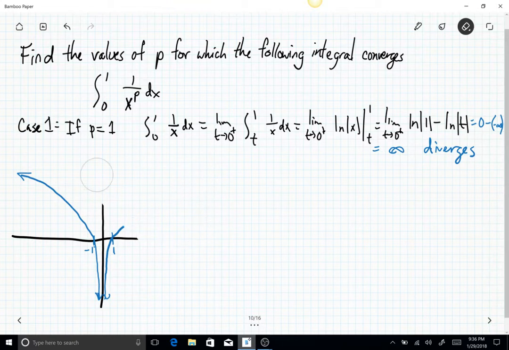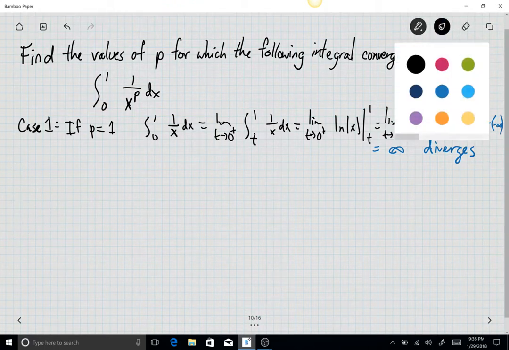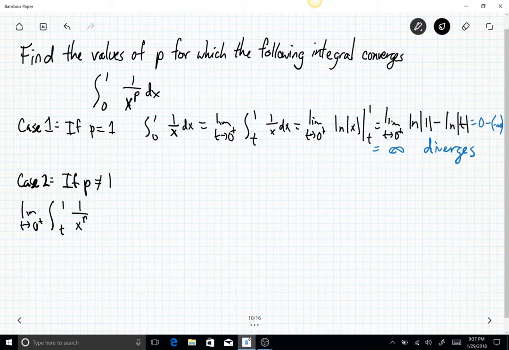So now, moving forward, let's get to the good stuff. The good stuff is case 2, if p does not equal 1. We already found that antiderivative of 1 over x to the p, so I'm not going to hold us up too much on that. We're going to look at the limit as t approaches 0 from the right of the integral from t to 1 of 1 over x to the p dx.